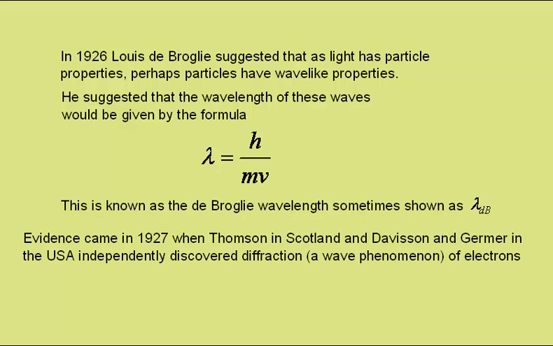Evidence came in 1927 when George Thomson, working in Scotland, and Davisson and Germer, working in the USA, independently discovered diffraction, a wave phenomenon, with electrons. Incidentally, George Thomson was the son of J.J. Thomson, who had previously discovered the electron as a particle. Louis de Broglie was to be awarded the Nobel Prize for his theory in 1929, while Thomson and Davisson shared the Nobel Prize for their experiment in 1937.